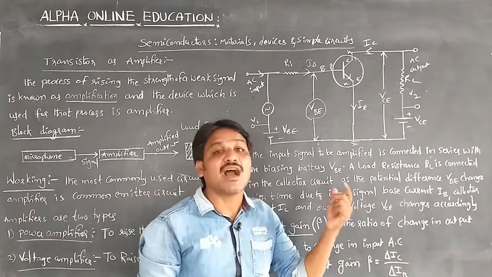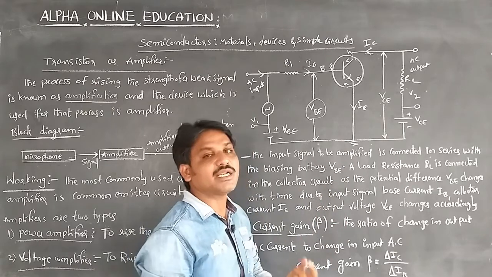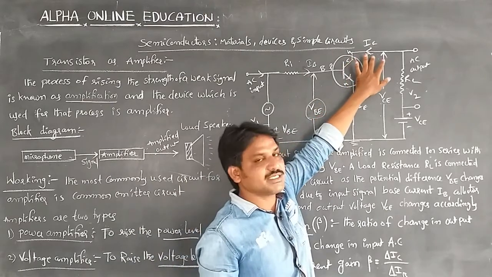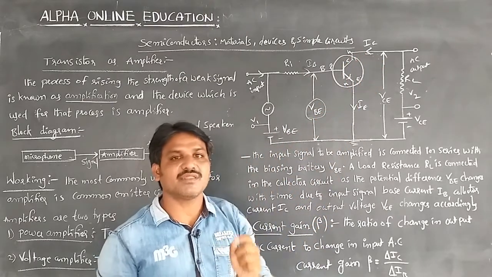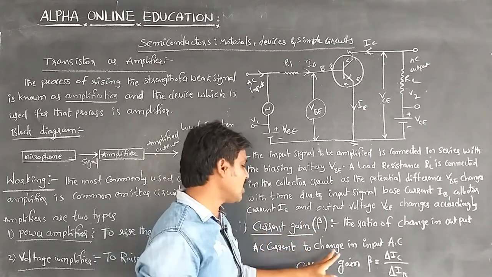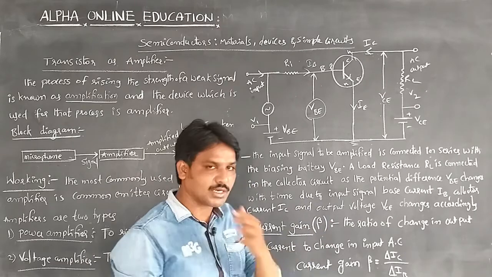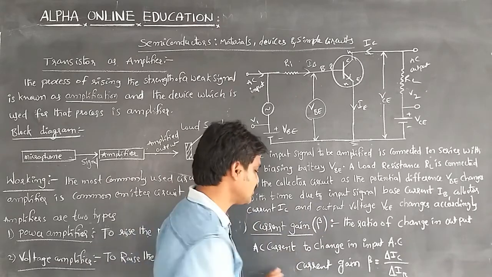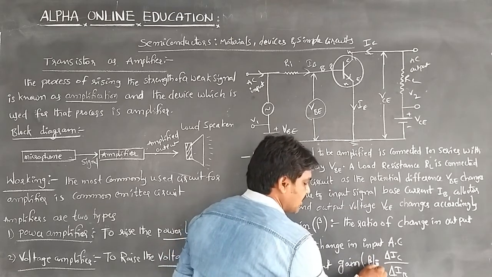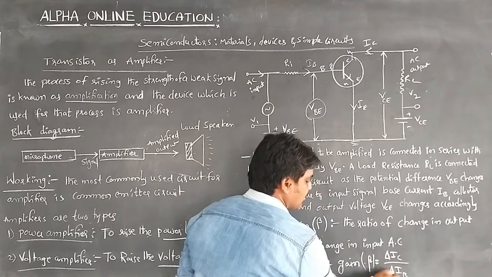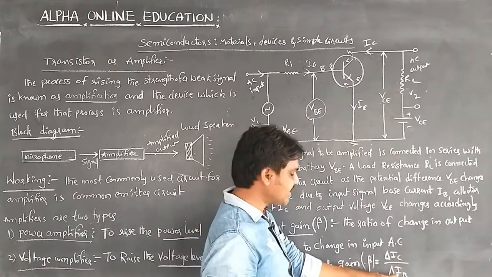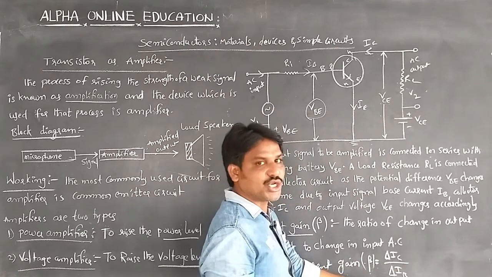That current is AC, alternating current. The input current is IB and the output current is IC, so the ratio of the change in output alternating current to the change in input alternating current is called the current gain, denoted by beta. So beta is equal to delta IC by delta IB, where delta IC is the change in output current and delta IB is the change in input current.